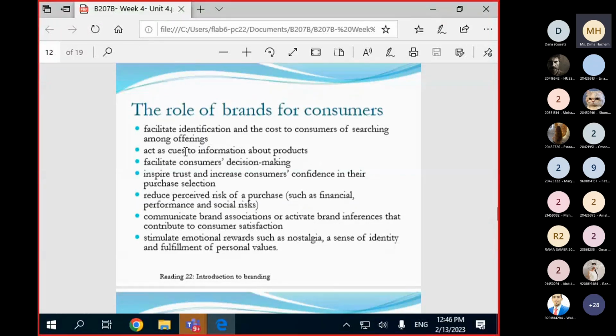It acts as cues to information about products. Okay, why? Because as we said before, your head has so much information about this brand. So you know what it is, so it's easier for you to make a decision. It gives you trust and it increases your confidence when you want to buy the product. It reduces the risk that you think you are taking. So you don't want to make a risk by trying a new brand or trying a new product. You will just stick to whatever you know, even if it means paying more for it. Okay?